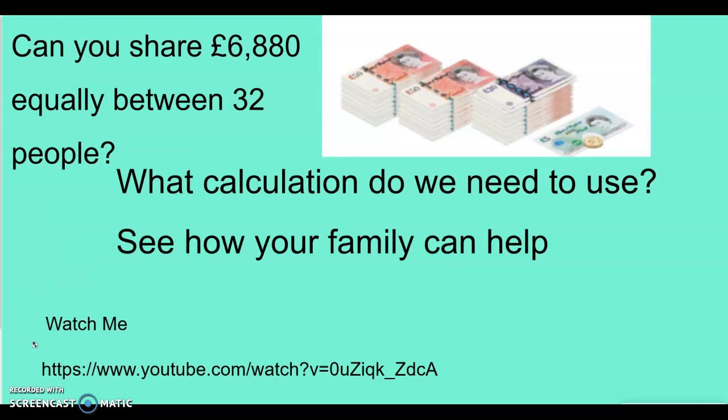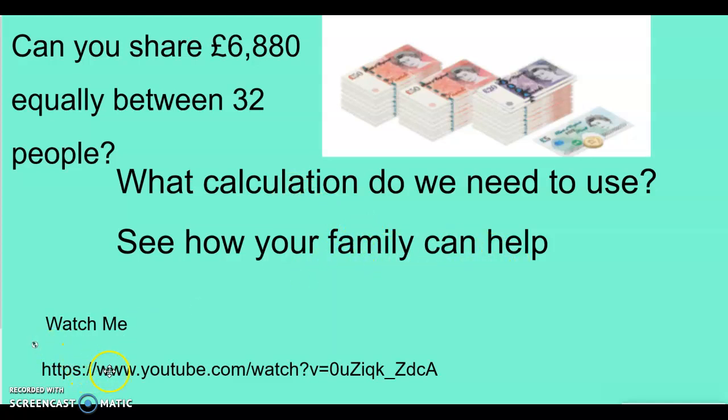Today we are going to be looking at sharing out money or anything else, sharing out anything between something that is a 2-digit figure. So then we have to think about how we do it. We can't use short division. That's 1 digit, and we do our bus stop and everything else that we know. But we're looking at 2-digit figures here. So what calculation do we need to use? See how your family can help.